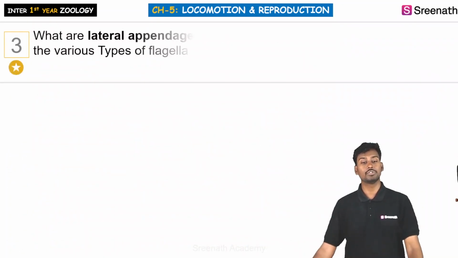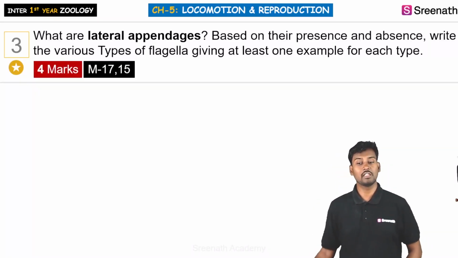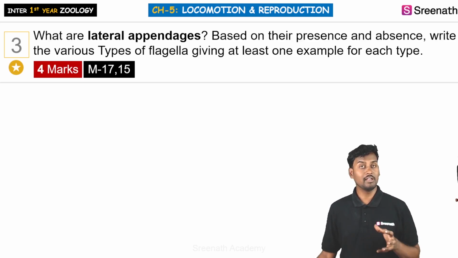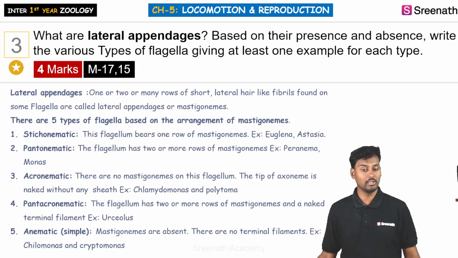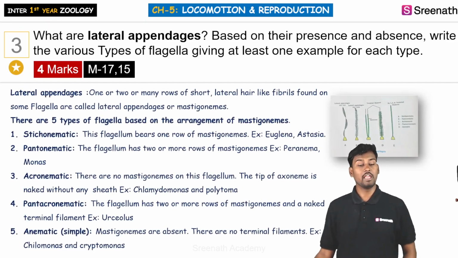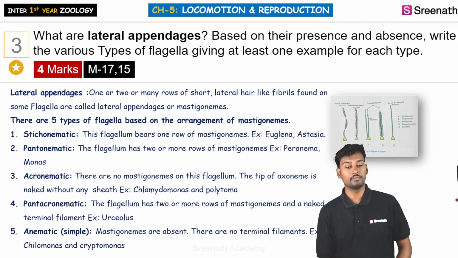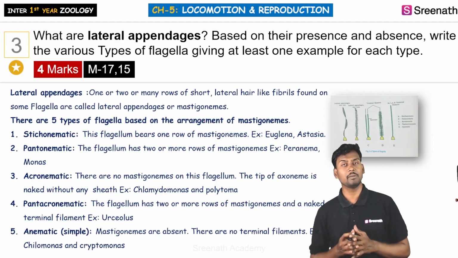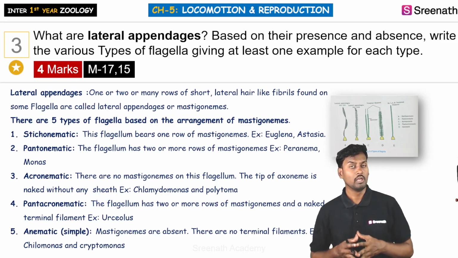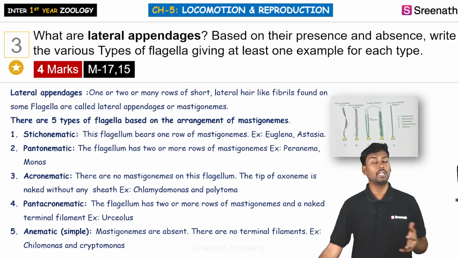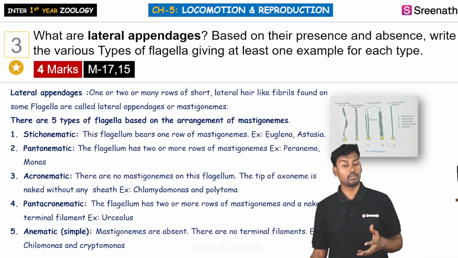So coming to the third question: what are the lateral appendages, and based on the presence and absence of these lateral appendages, how many types can flagella be divided into, and what are the different examples? Here, lateral appendages are mainly involved in the movement, or the locomotion, of the organism.